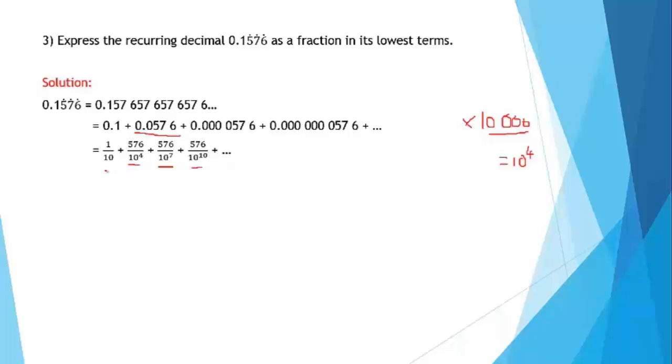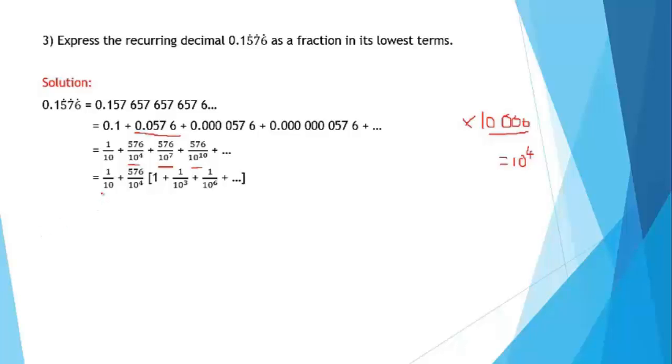So if you look at this set of fractions, 1 over 10 is taken separately. You can notice that 576 is common to all the other fractions, and also 10 to the power 4 is common to all the other fractions. So we take 576 over 10 to the power 4 as a common factor from all of the terms. So we get the next step as 1 over 10 plus 576 over 10 to the power 4, bracket 1 plus 1 over 10 cubed plus 1 over 10 to the power 6, and so on.